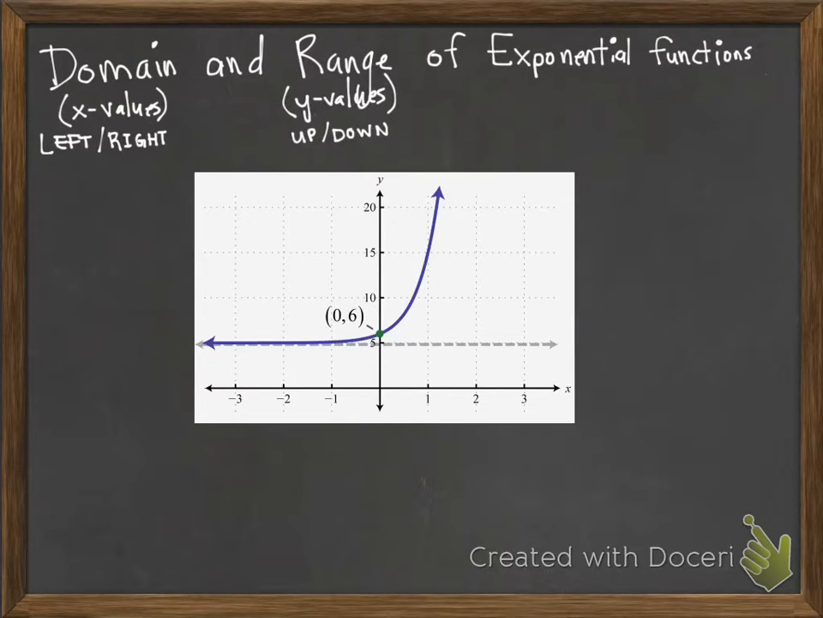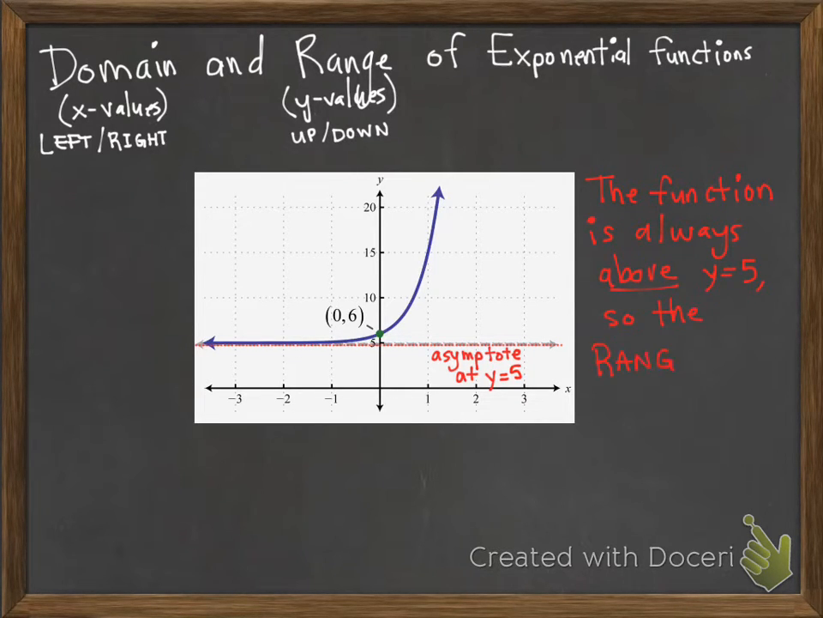If you look at how far this function goes up or down, you'll see that there is a dotted line, which is called an asymptote, which means that as that graph gets closer and closer to 5, it never actually hits 5. It just gets closer and closer and closer as it heads towards -infinity. An asymptote is never crossed, which means that this function is always above y equals 5. It never goes below that line. That means our range is that y is greater than 5, since the entire function is always above 5.